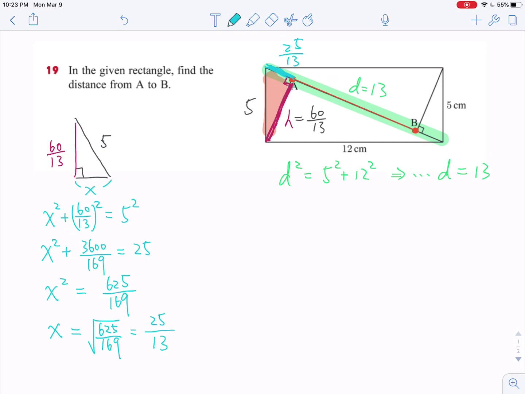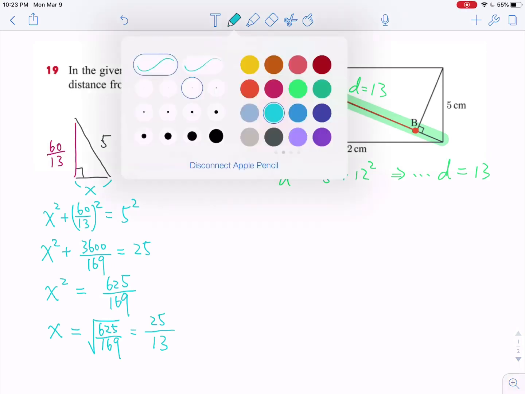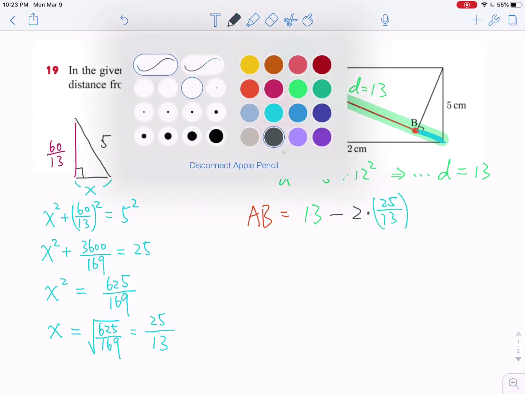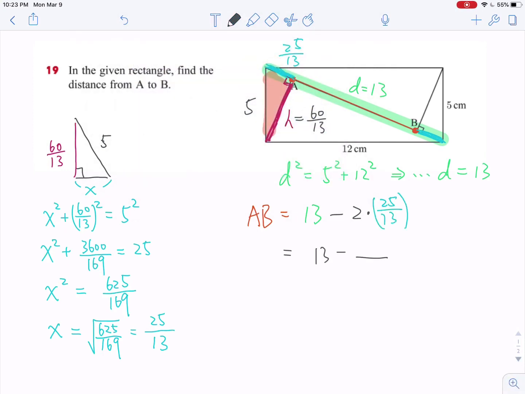Now we know the whole length is d, and d is equal to 13. So what is AB in this case? AB is equal to the whole length, which is 13, subtracted by twice the line segment over here, twice the 25 over 13. We get 13 minus 50 over 13. This is 169 over 13 minus 50 over 13. The answer is 119 over 13, and that is our final answer, 119 over 13 centimeters.